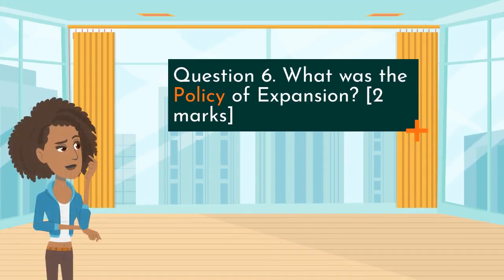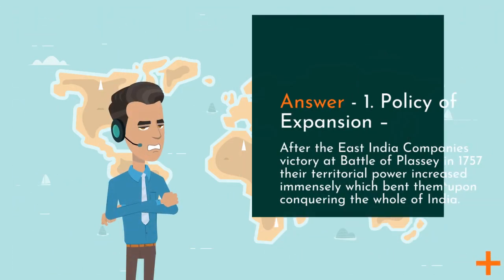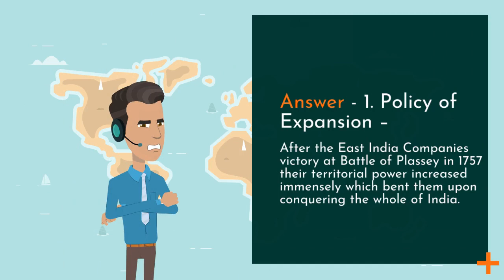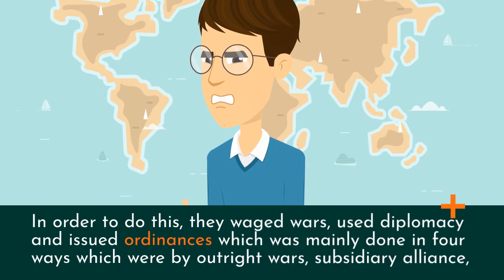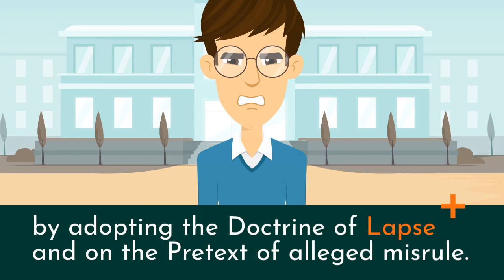Question 6. What was the policy of expansion? 2 marks. Answer. 1. Policy of expansion: After the East India Company's victory at the Battle of Plassey in 1757, their territorial power increased immensely, which made them bent upon conquering the whole of India. In order to do this, they waged wars, used diplomacy, and issued ordinances, which was mainly done in 4 ways, which were by outright wars, subsidiary alliance, by adopting the doctrine of lapse, and on the pretext of alleged misrule.